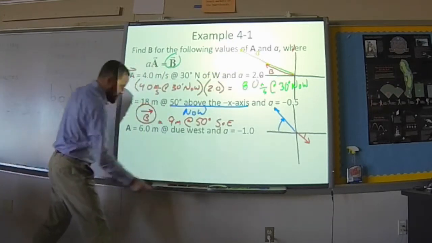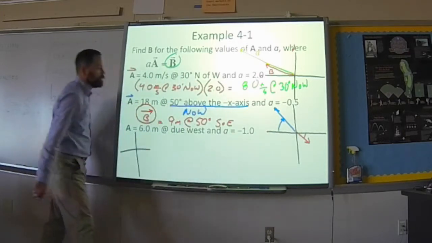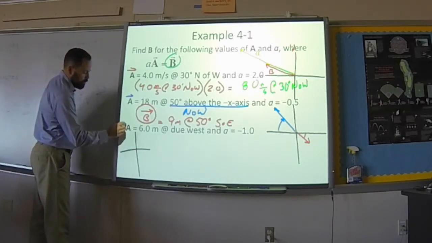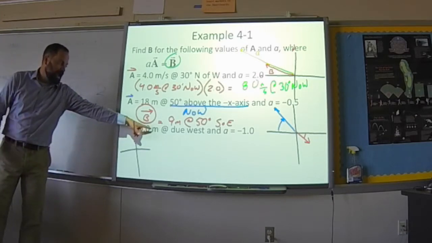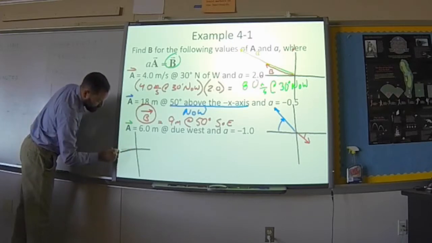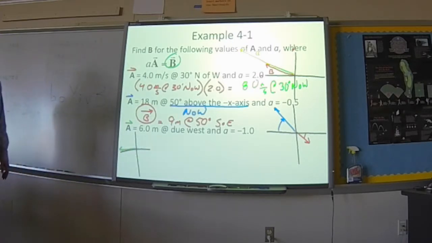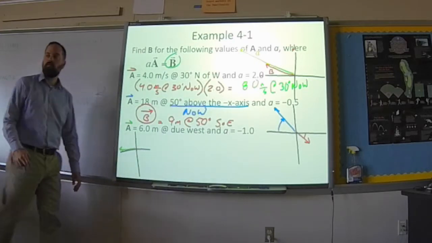All right. Let's do this last one right here. I'm going to sketch this down. Here, we'll make this guy green. All right. So our original vector is going to be 6 meters due west. Well, that's easy. That right there is due west. Nowhere above or below the x-axis, just right on the axis. All right. We're multiplying it by negative 1.0.